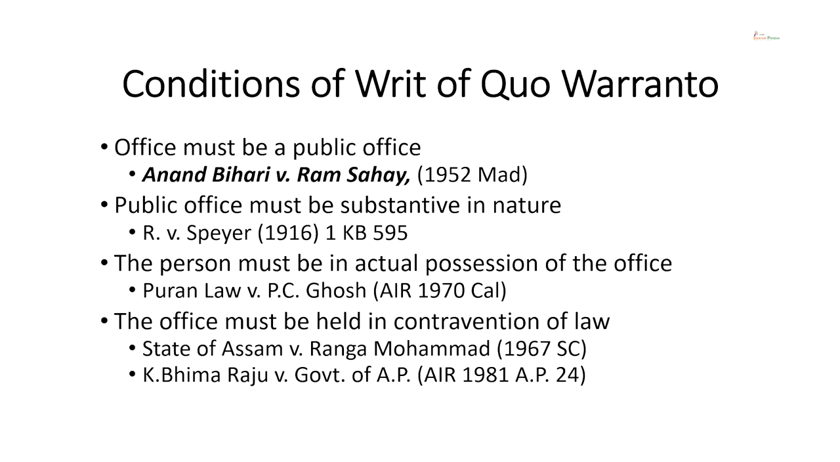What are the conditions on which the writ of quo warranto may be issued? The writ of quo warranto may be issued on the fulfillment of the following conditions. Number one, the office must be a public office. Number two, the public office must be substantive in nature. Number three, the person must be in actual possession of the public office. And number four, the public office must be held in contravention of law.